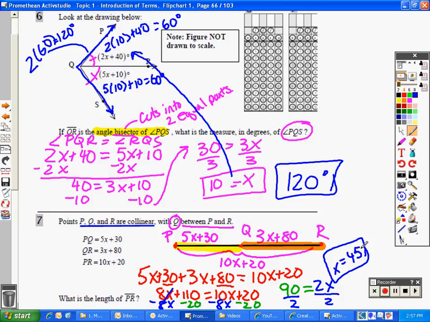All right, that's not what they're asking me. They ask me what is the length of PR. So I have to go back and plug my 45 in. I'm going to do that over here. PR is 10 times my x, and we said that was 45, plus 20. 10 times 45 is 450, plus 20 is 470. And that is the final answer.